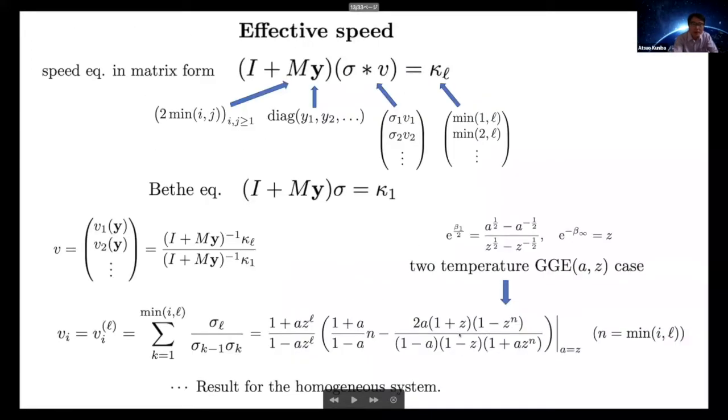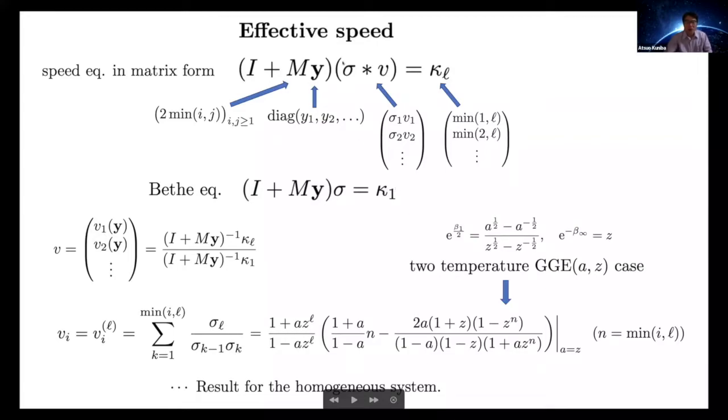So let's write it in matrix form. The speed equation in matrix form is like this. This sigma star product v is this combination column vector. And M is the matrix of the S matrix of solitons, and Y is the diagonal matrix with entries the Y variables. And this kappa is this column vector. In this notation, the Bethe equation is also written like this. By the way, for this kappa 1, we set L equals 1 here, so all the components are just 1. But for uniformity of the convention, I use the notation kappa 1.